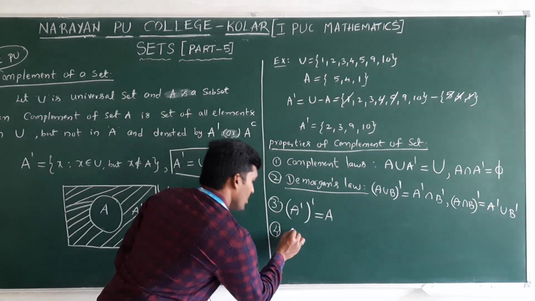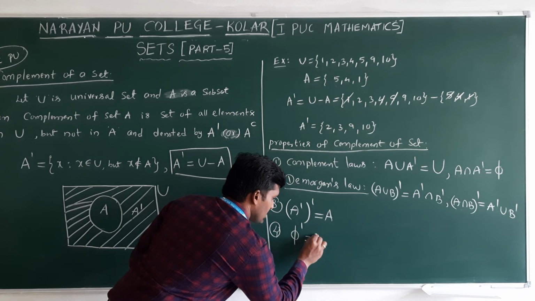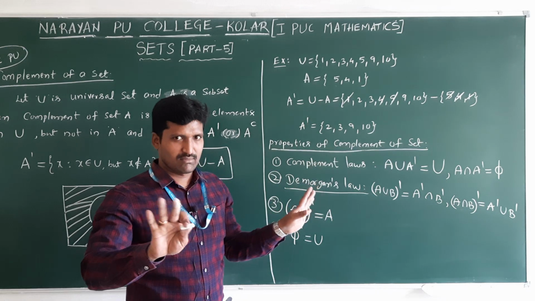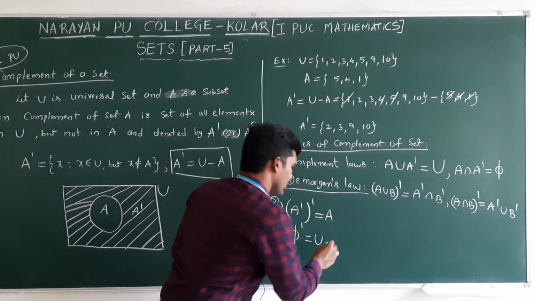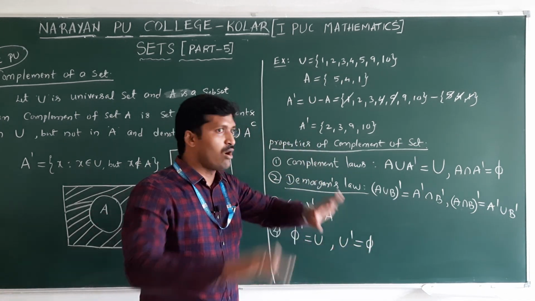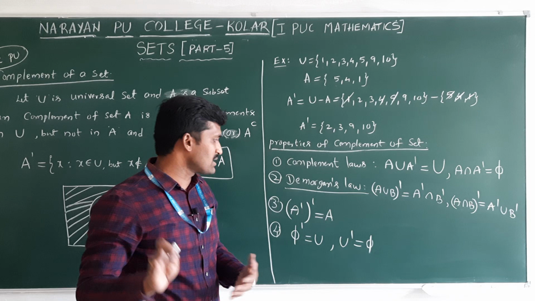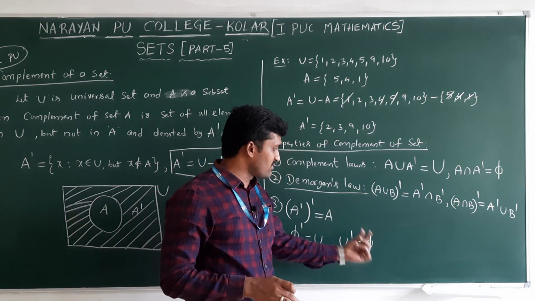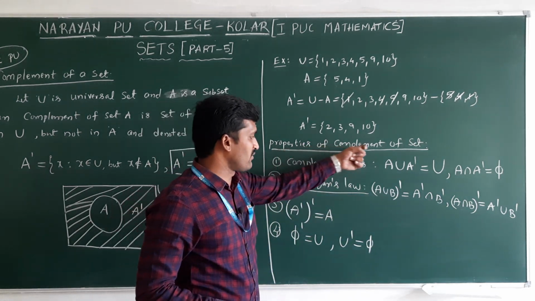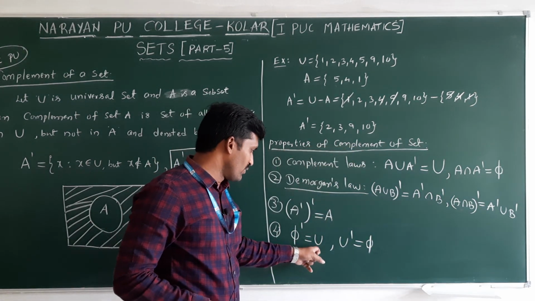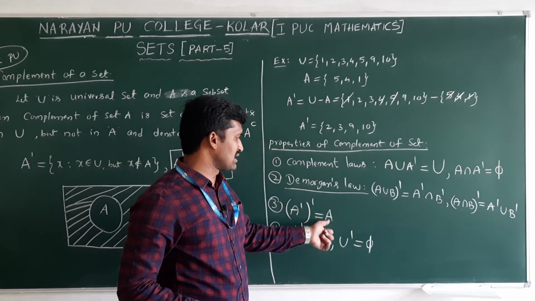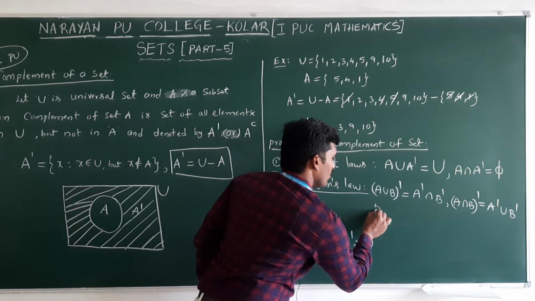Next, phi dash equal to U. Phi is completely empty, so phi dash, not empty, means the complete overall total, so you will get the universal set. U dash, the complement of the universal set, gives no elements, which is phi. These are the related properties for the complement of a set: phi dash gives the universal set, U dash gives phi, and A dash whole dash gives A. And a few more you can take.